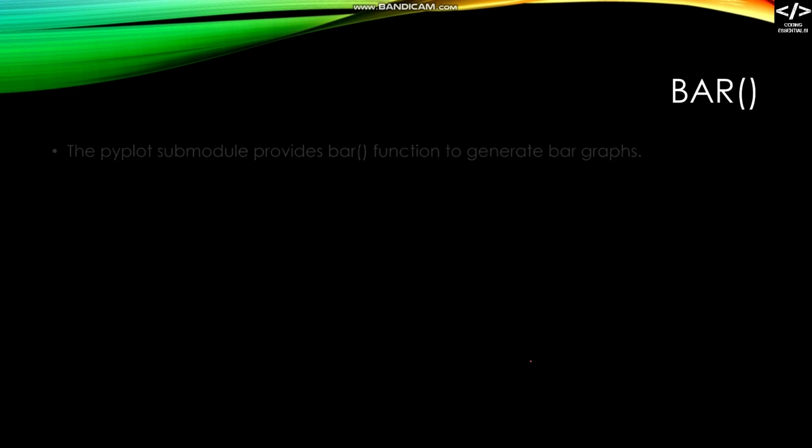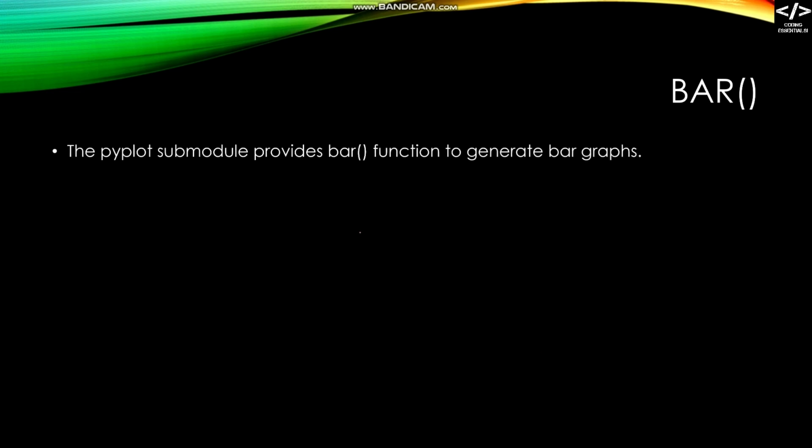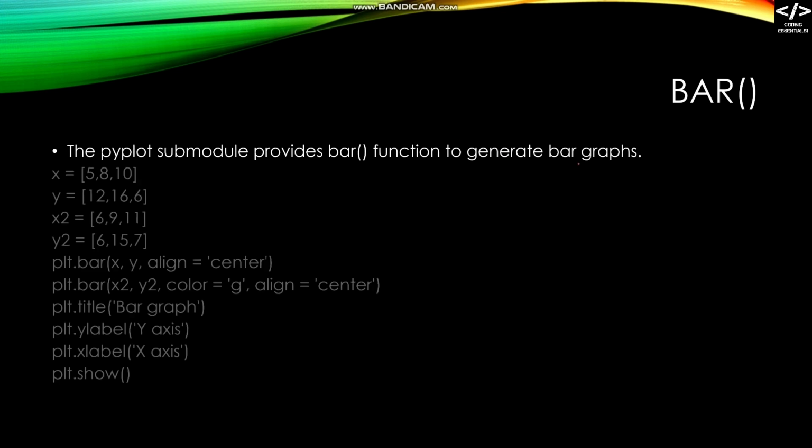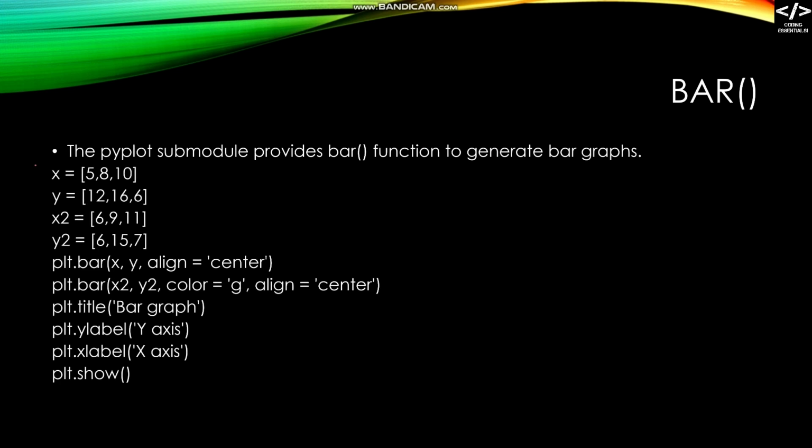Now comes bar graph. The pyplot submodule provides the bar function to generate bar graphs also. So this is a program to draw a bar graph. x and y are one set of values and x2 and y2 are another. We will plot plt.bar with x, y first and then with x2, y2. The default color would be blue, so we will change the color to green like this.